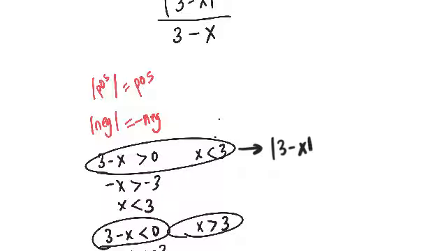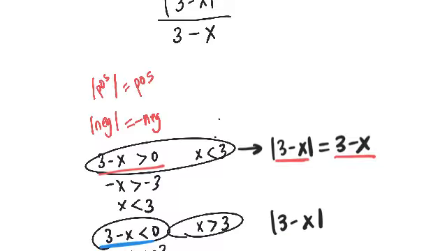So when x is less than 3, 3 minus x is greater than 0, so the absolute value of 3 minus x is just the same as itself, because whatever you put in here is positive, so what comes out is positive. Here, what you're putting in is negative. So if you're doing 3 minus x in the case where x is greater than 3, then this thing is negative, and the answer you're getting is the negative of 3 minus x, which is x minus 3, okay?